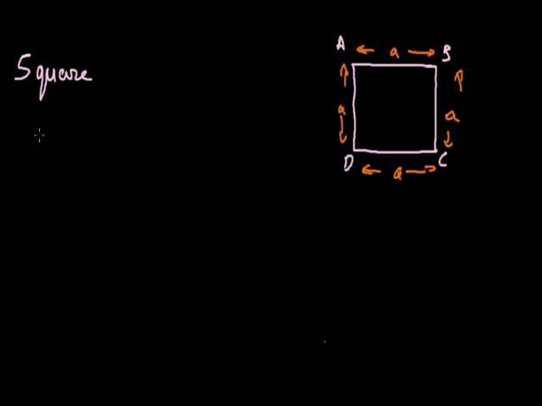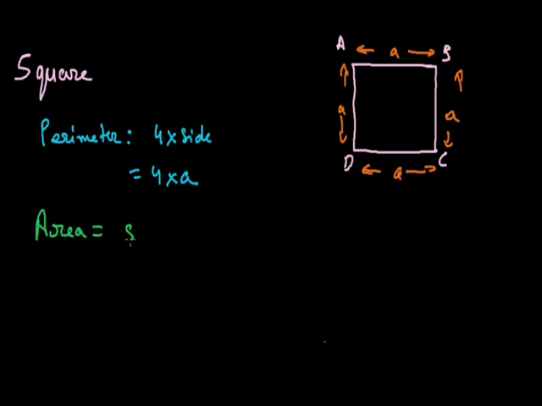So the perimeter of this square will be 4 into side, that is 4 into A, and the area will be equal to side into side, that is A into A, which comes out to be A square, or we can write it as side square.